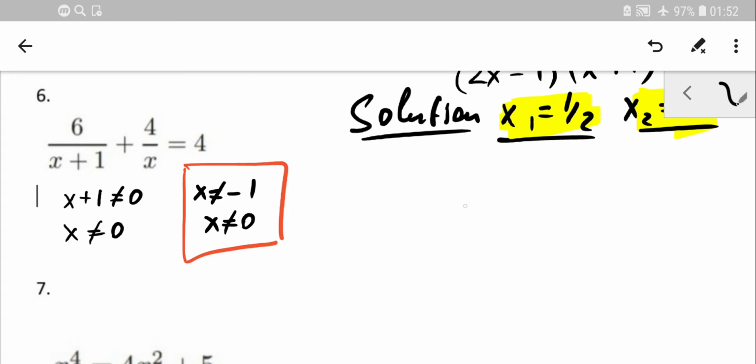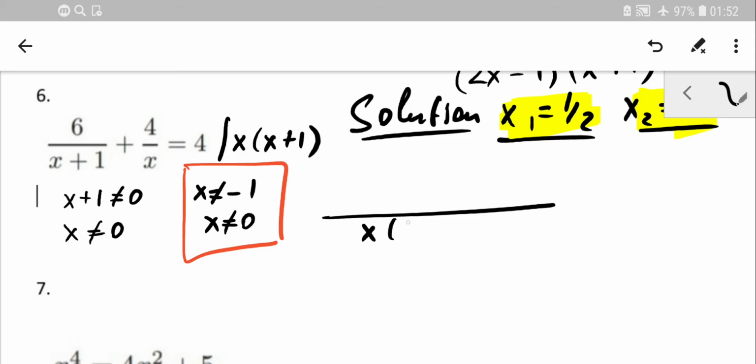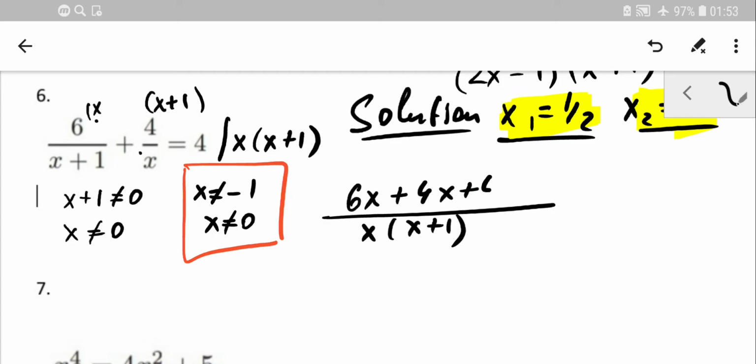Next, there are two ways you can do this: come to the common denominator, or simply multiply by x and x plus 1. Remember we did it before, when we solved linear equations. I'll come up with the common denominator, which is x and x plus 1. So x goes here as an extra factor, and x plus 1 goes here as an extra factor. So I'll get 6x plus 4x plus 4 on the top.